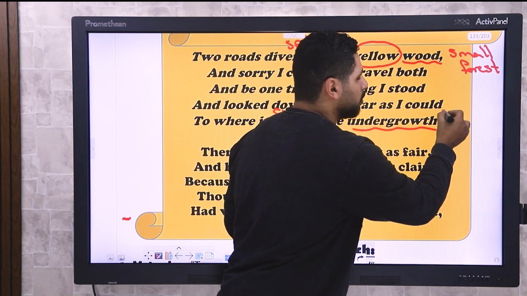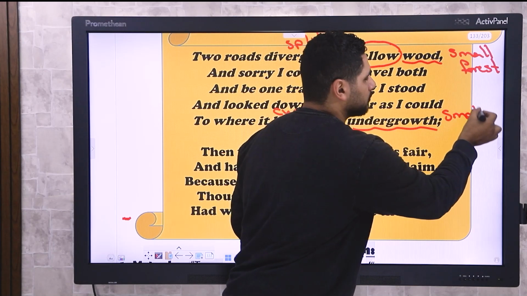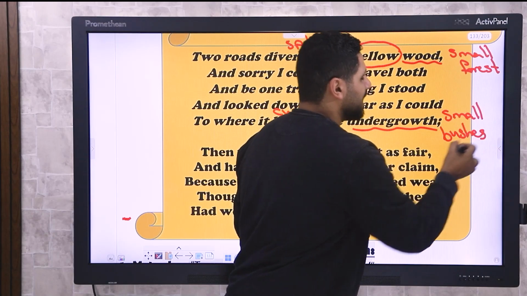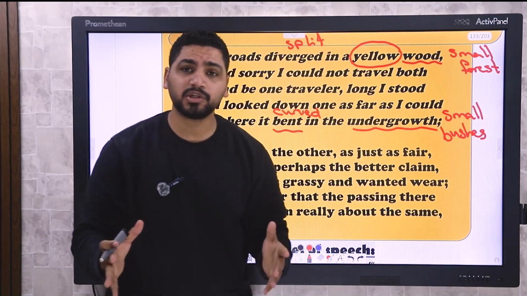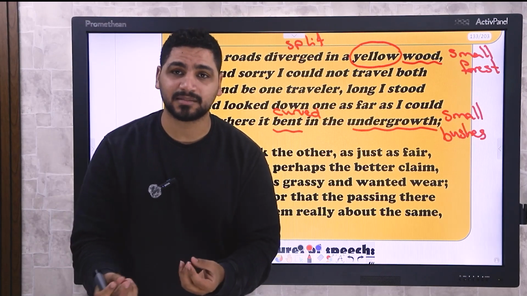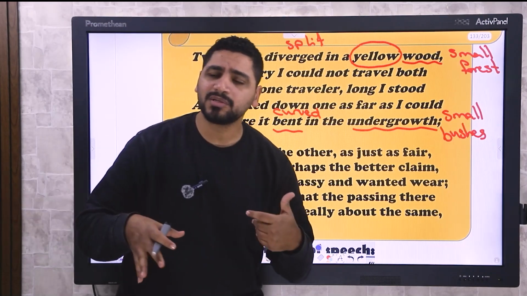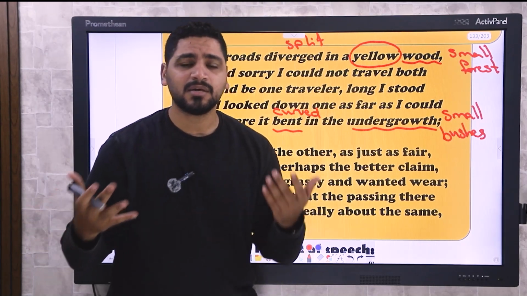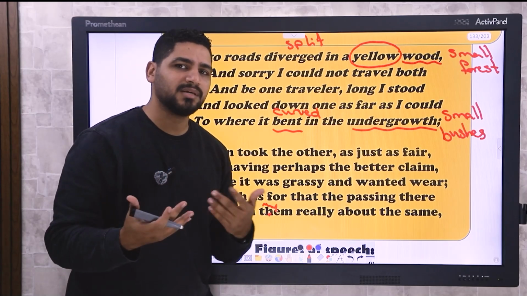Undergrowth refers to small bushes. Actually, there were trees, and at the bottom of the trees there were small bushes and plants. There were many of them. So he couldn't see the end of the road. There were many trees, and the road was bending, and he couldn't see it. So he tried to think which road to take, but he couldn't.